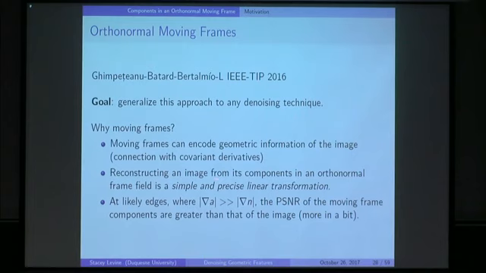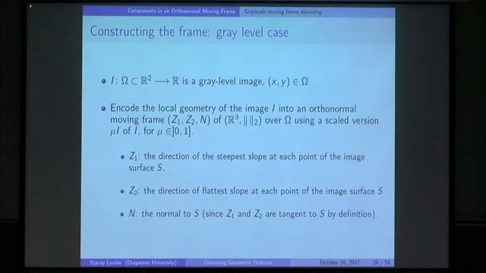The reconstruction is incredibly easy because you're simply doing a projection. So to construct these components, we just apply an invertible orthonormal matrix transformation, and then just denoise and project back. And again, in this case, we can show that at likely edges, the PSNR of the moving frame components is at least as big, if not greater, than the image. And experimentally, we see that as well.